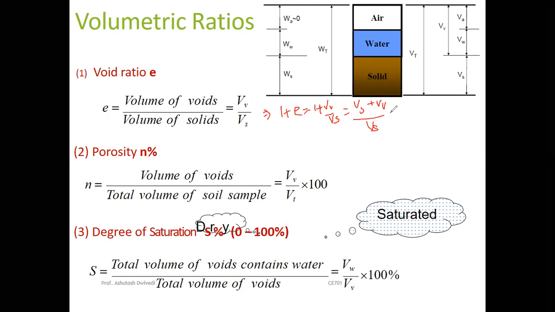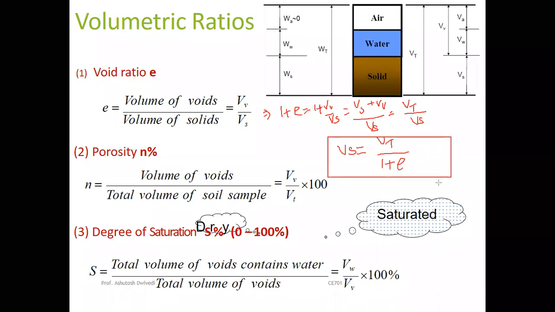We know very well that the volume of solids plus the volume of voids is called the total volume. So if we find the value of the volume of solids, it may be written as total volume divided by 1 plus void ratio. It is a very important relation, guys. Just remember this formula directly: the volume of solids is equal to the total volume divided by 1 plus void ratio.